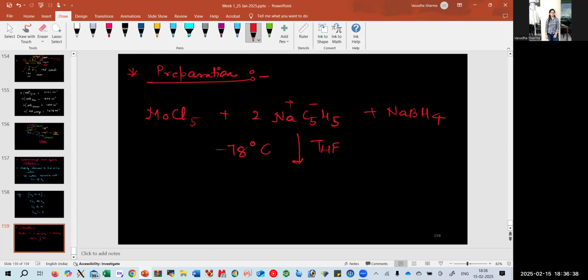Now here we will have C5H5, so two C5H5 molecules would be bound with the molybdenum. And due to the borohydride group, we have a hydride formation as well. The stabilizer is at 65 degrees Celsius.